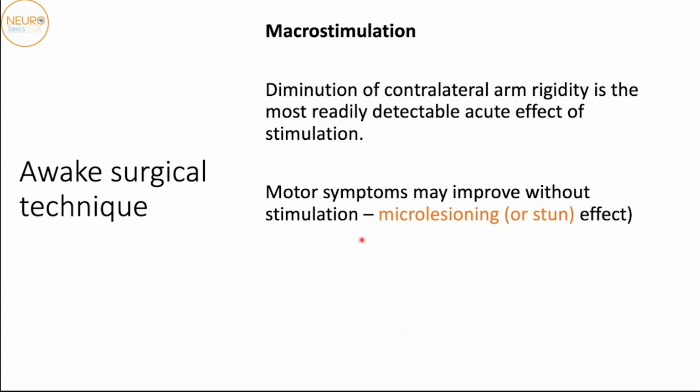So the usual effect you're looking for is that once you stimulate, there should be some diminution of contralateral arm rigidity. It is the most readily detectable effect that you are in the right location. Now, sometimes the motor symptoms may actually improve without stimulation also, and that can happen just because of passing of the electrode through the nucleus. That is known as microlesioning or the stun effect. So in that case, macrostimulation actually would create no noticeable changes because that area has already been stunned.